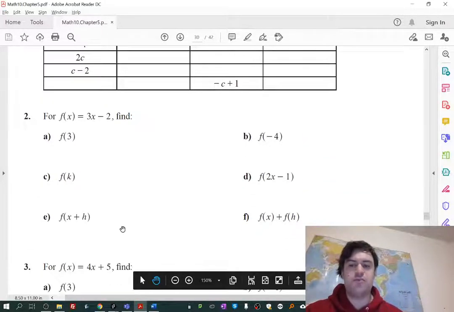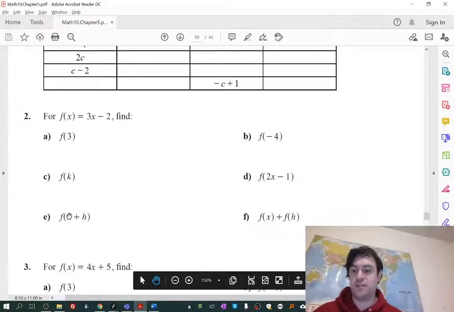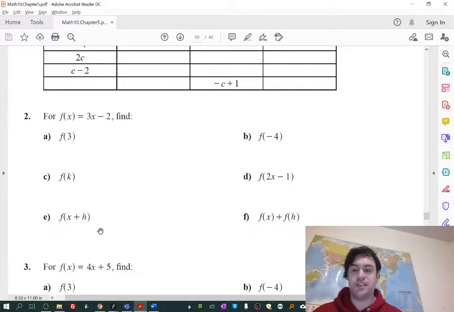For question 2, it's a little bit easier. We just have to find f of x given these various values. So we'll just do ACE.